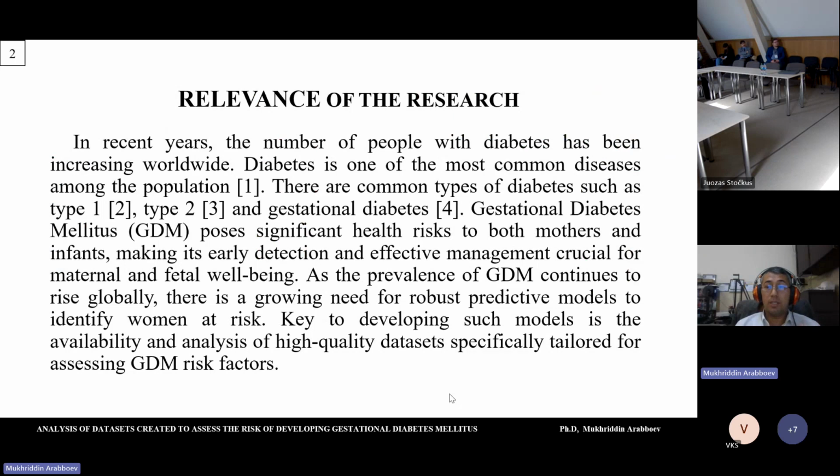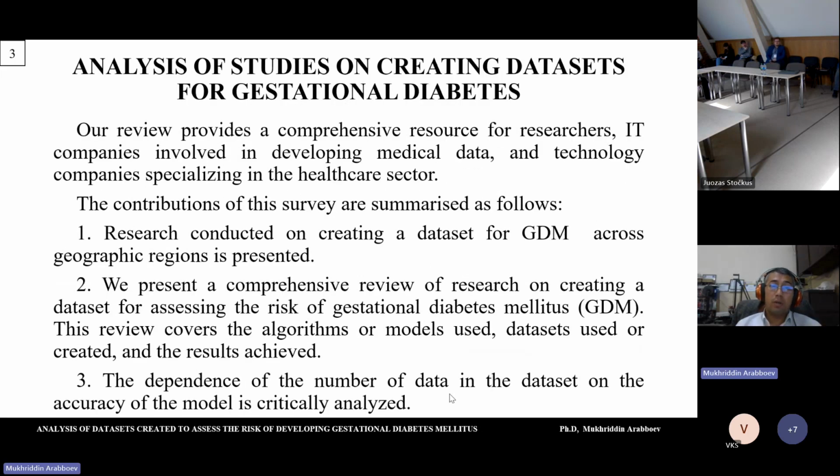As the prevalence of GDM continues to rise globally, there is a growing need for robust predictive models to identify women at risk. Key to developing such models is the availability and analysis of high quality datasets specifically tailored for assessing GDM risk factors. Our contributions of this survey are summarized as follows.